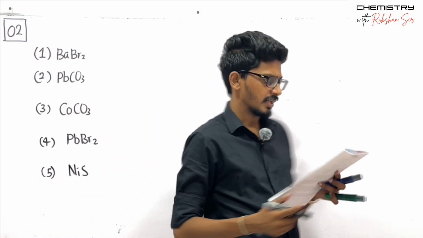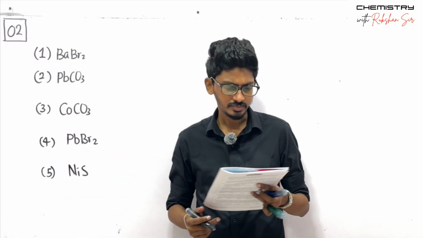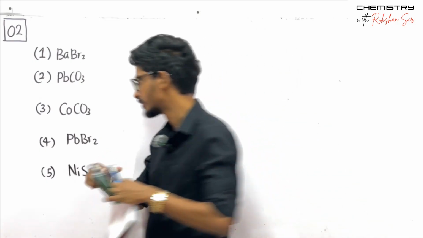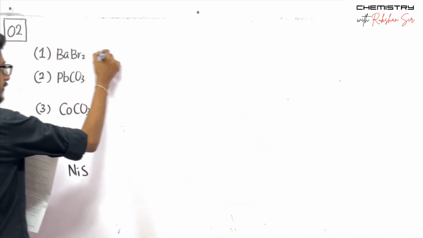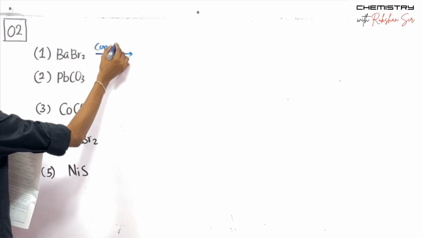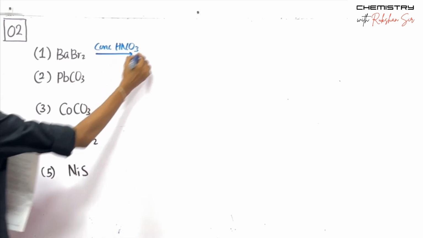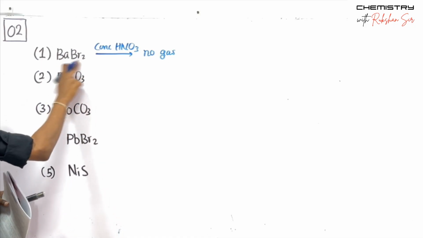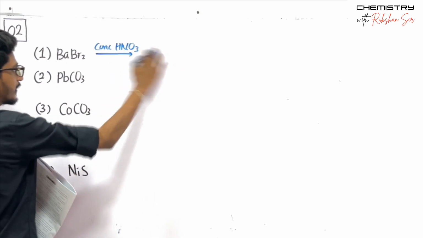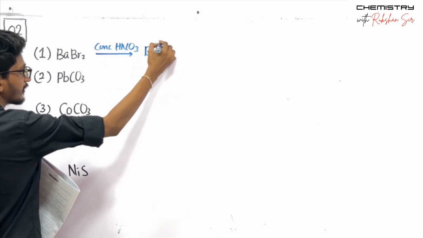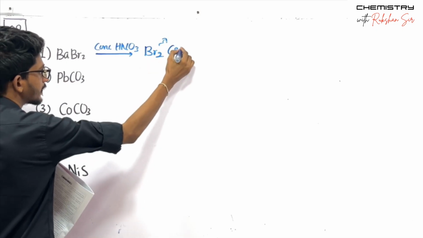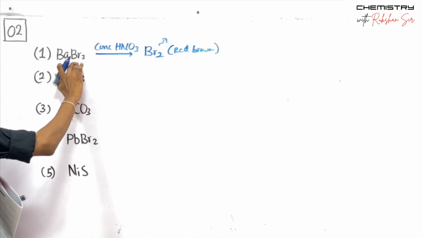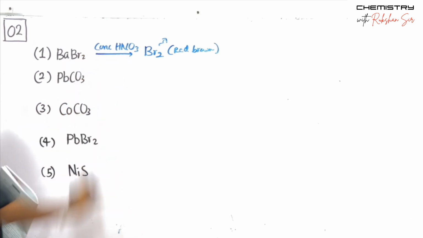First statement. Inorganic compound Y gives a colorless gas when treated with conc HNO3. See, with dil HNO3, no gas liberation. To liberate a gas with the Br minus, with conc HNO3 you release the Br2 gas, but it's not colorless. It's red brown. With dil, no gas liberation with the Br minus, but with the conc, you will get the Br2 gas.